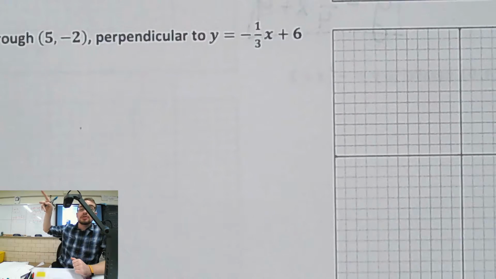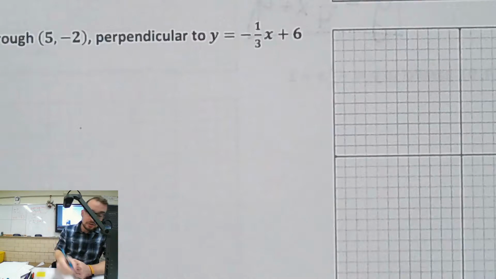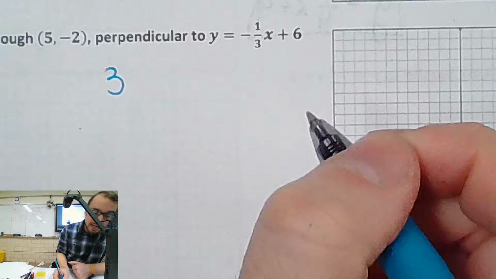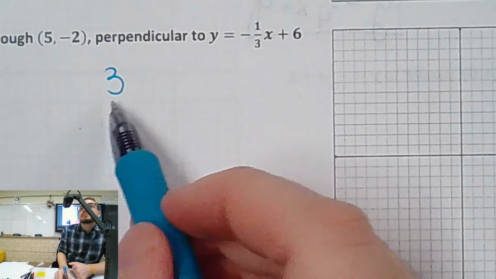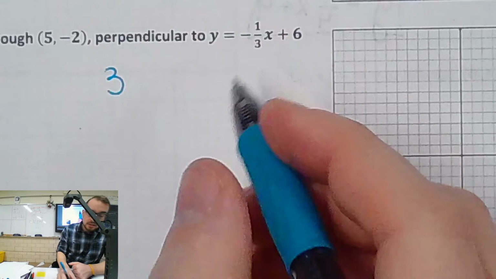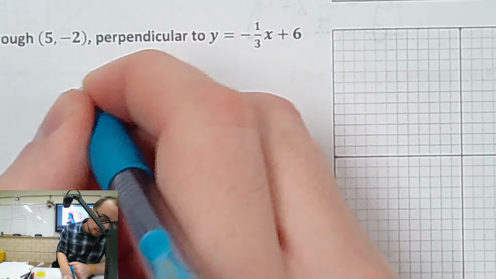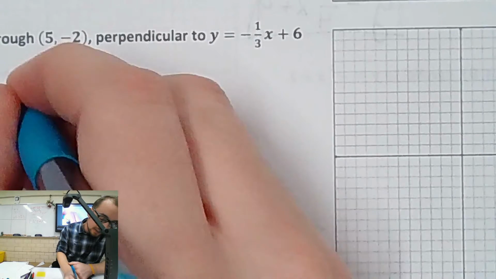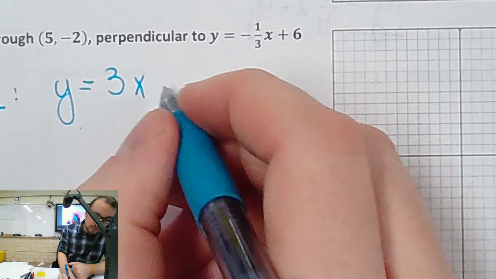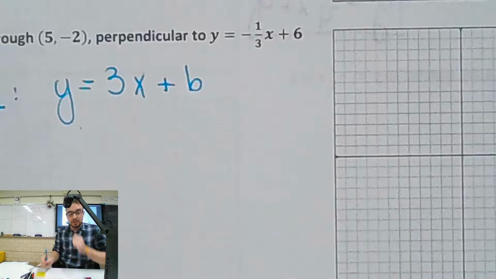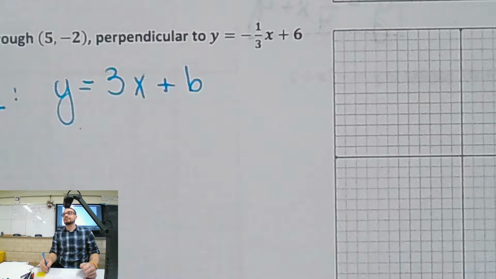So our perpendicular slope is going to be flip and negate it. What happens when you flip a third? You get 3 over 1. Now, do we want it to be positive or negative? Positive. Change the sign, right? So our slope is going to be 3. A line that is perpendicular to this guy is going to be y equals 3x plus b. We don't know what the b is yet, but we can figure that out.